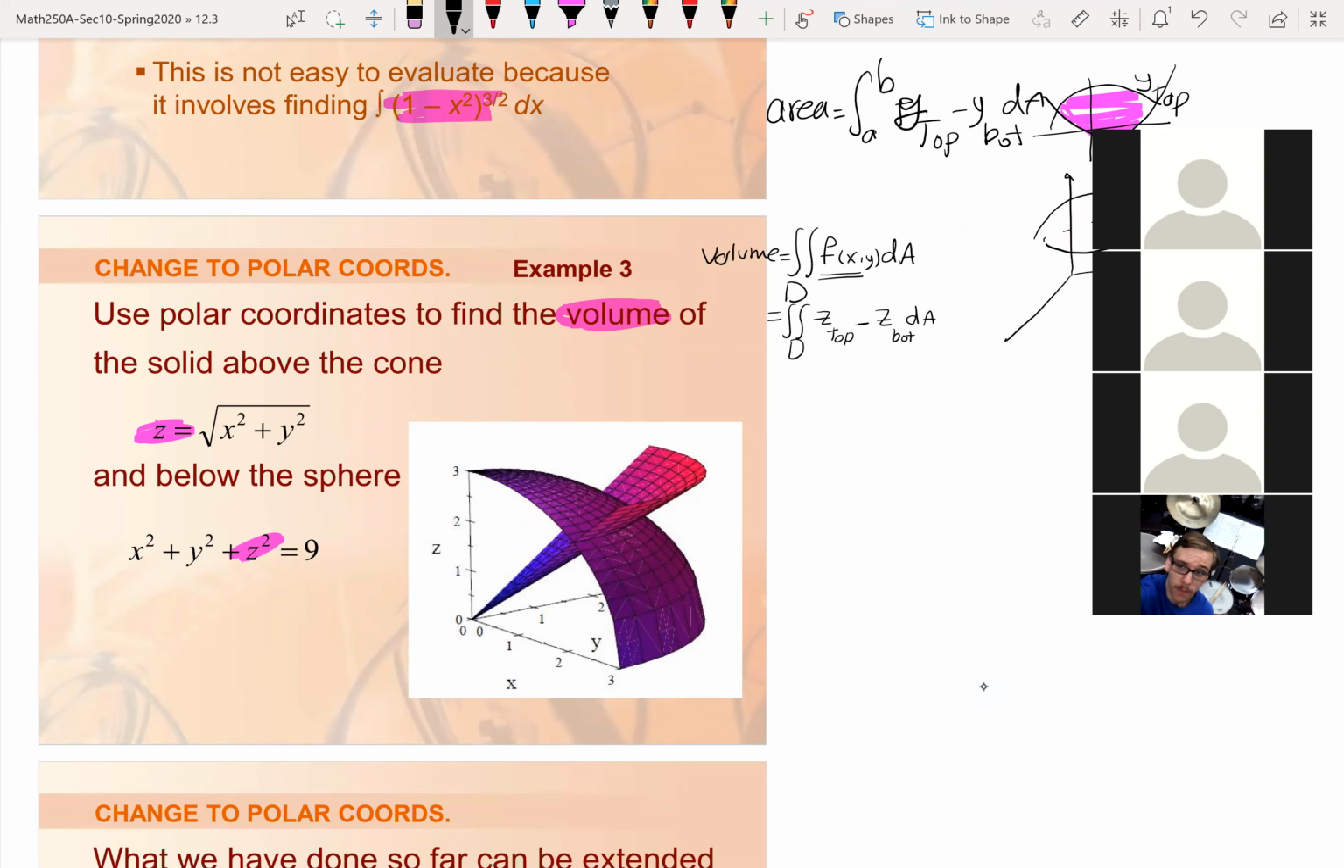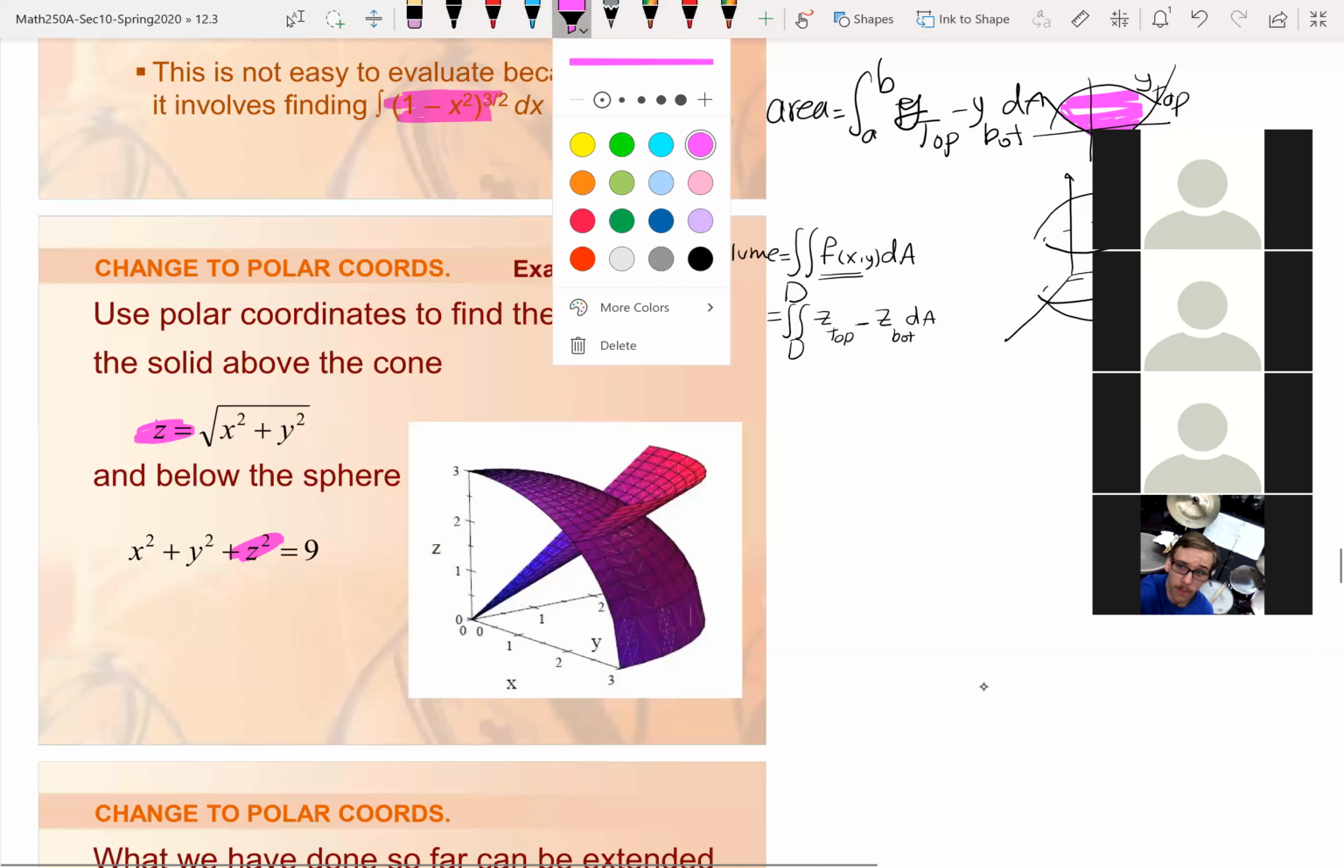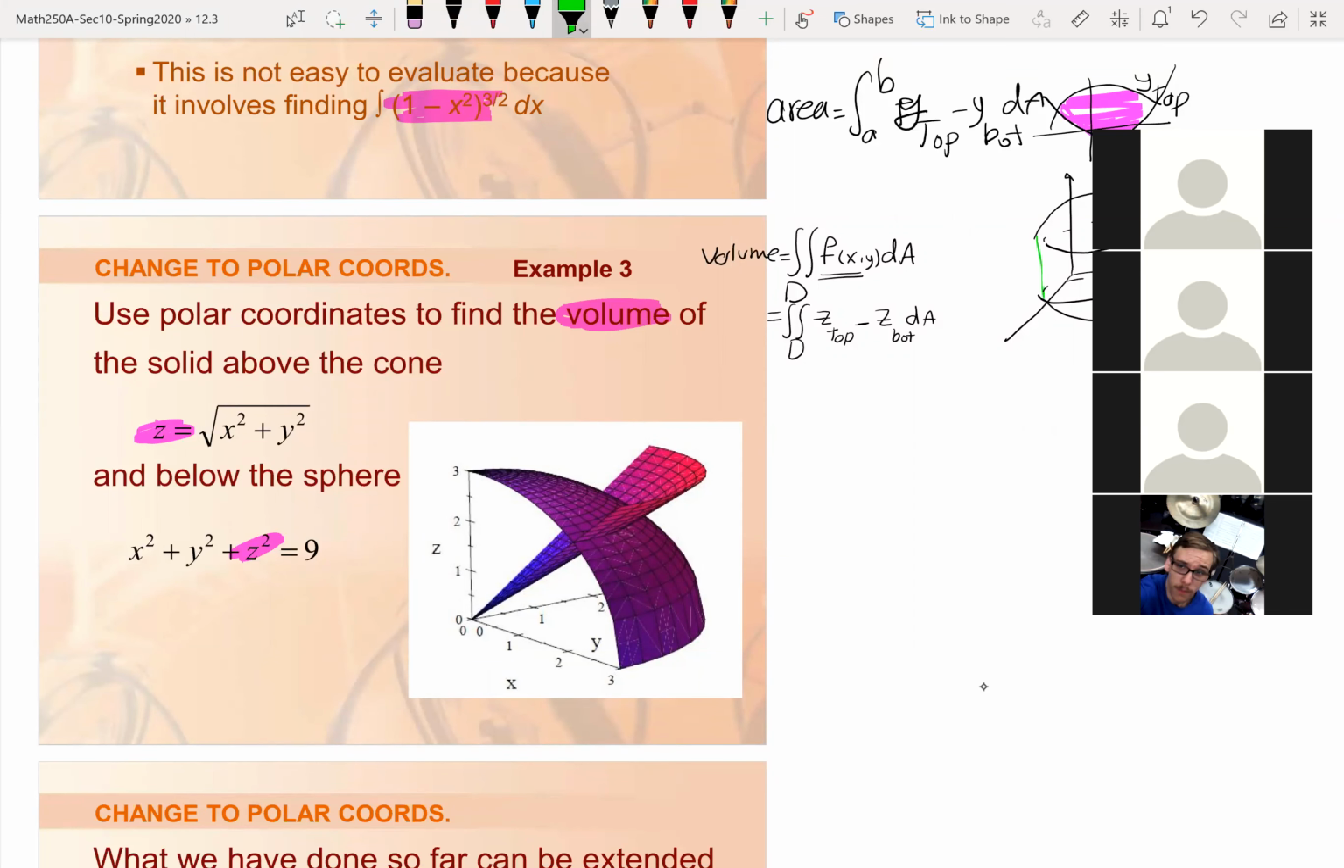Let's see, this is my z top, and that is my z bottom, and this is what I'm finding: the volume between these two surfaces. So your integrand is whatever is bigger or higher, the top, minus whatever is smallest or on the bottom. So that's z top minus z bottom if I have two surfaces.